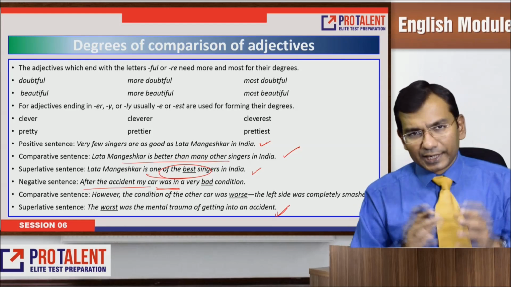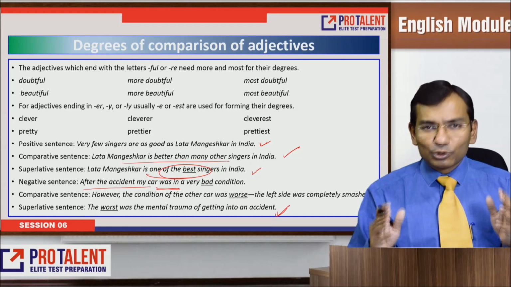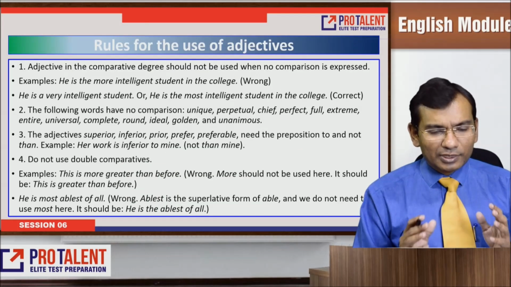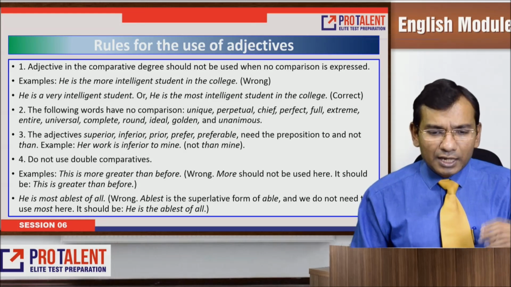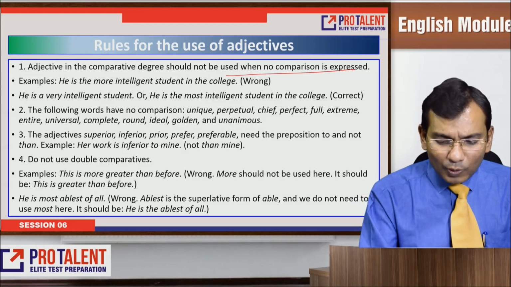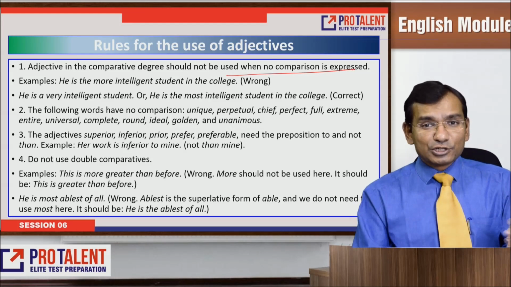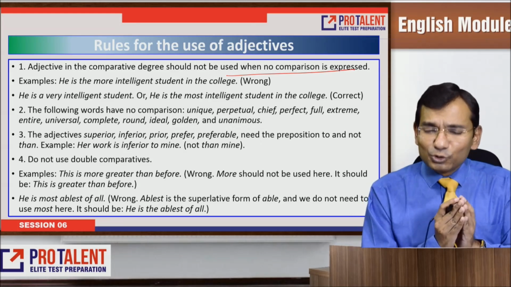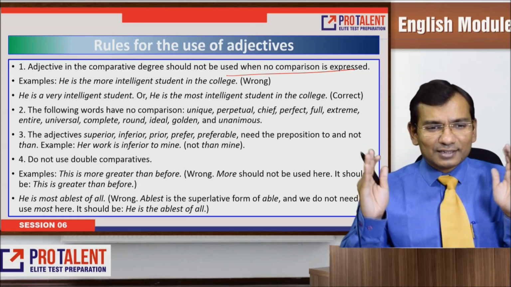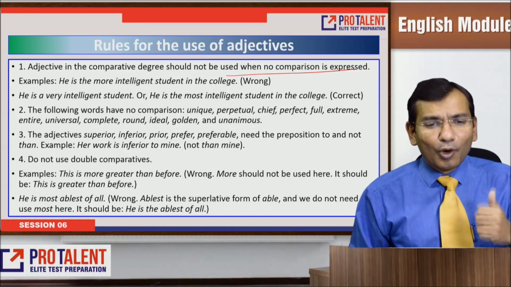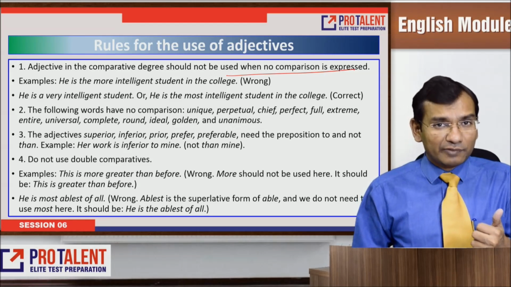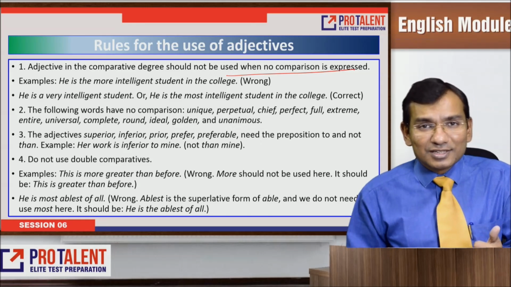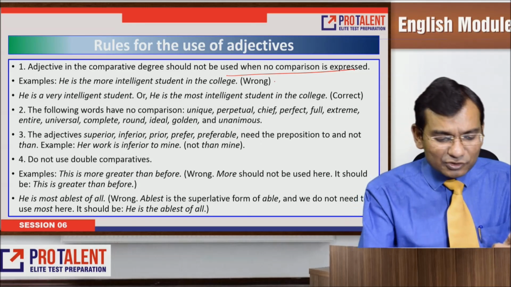Okay, chaliye, great. So let's now talk about rules. Okay, so what are the rules? Number 1 rule is adjective in comparative degree should not be used when no comparison is expressed. So when there is no comparison, there is no point in using this comparative one. For example, he is more intelligent student in the college. Now you are not comparing with anyone. You are saying he is more intelligent than whom? Nothing is mentioned. So this is wrong.